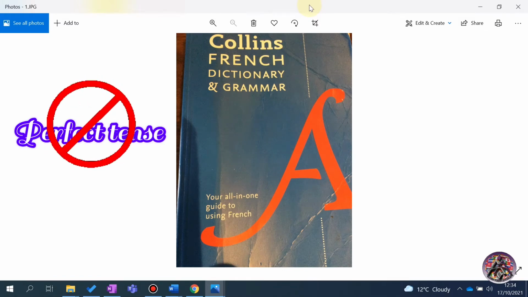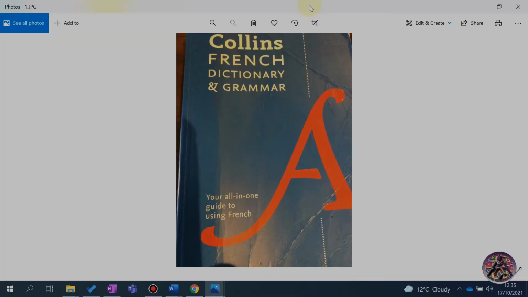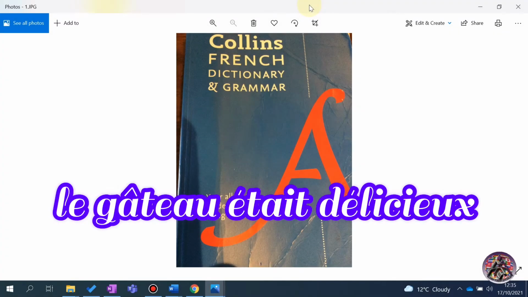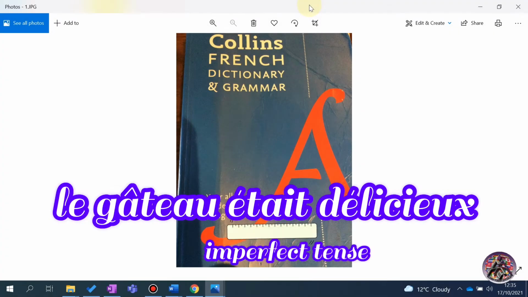For instance, the scenario is you are at a party and you want to describe how many people there were, you want to describe how the people were with you, or you want to describe the music, how the cake was. In this case, you do not use the perfect tense. If you wanted to say the cake was delicious, well, you're not using the perfect tense here, you're using the imperfect tense, and that's for another video.